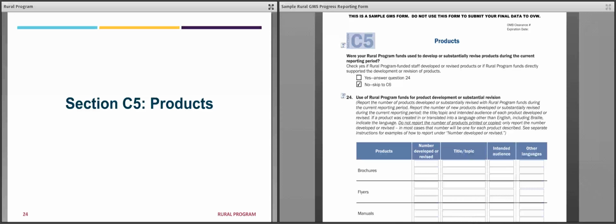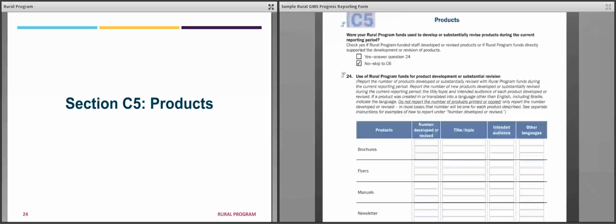Section C5, products. If rural program funds were used to develop or substantially revise products during the current reporting period, go ahead and answer question 24. If not, you would click no and then skip on to section C6.